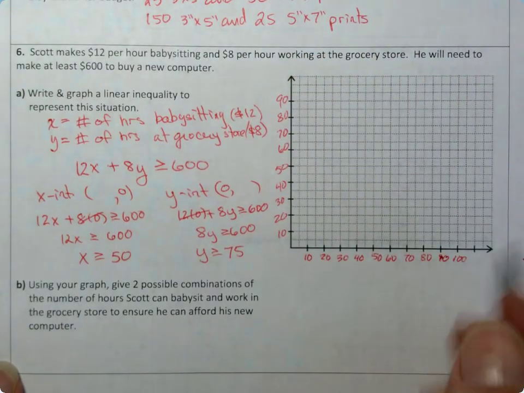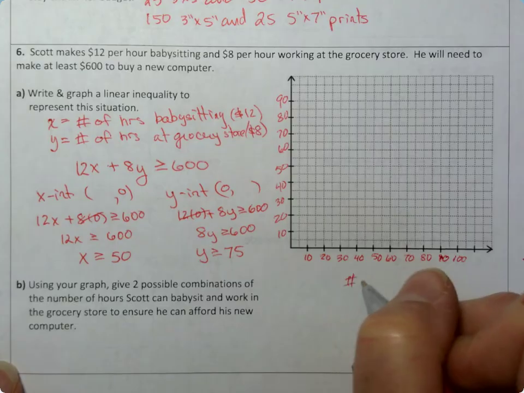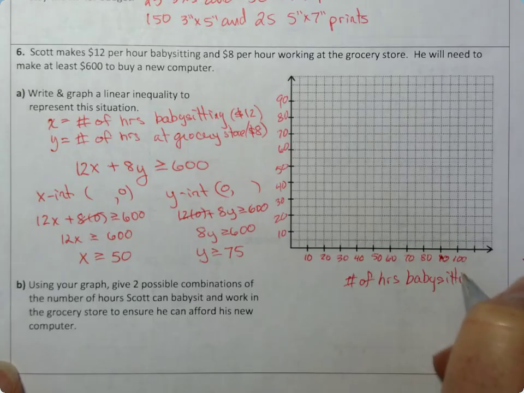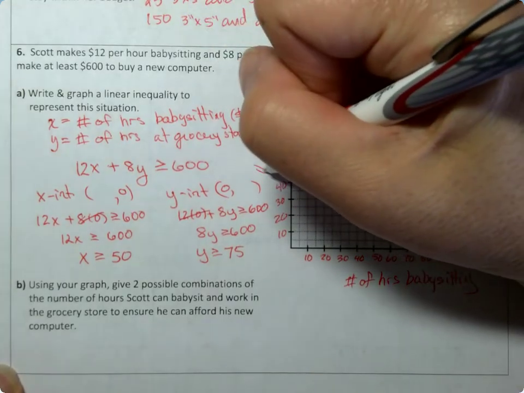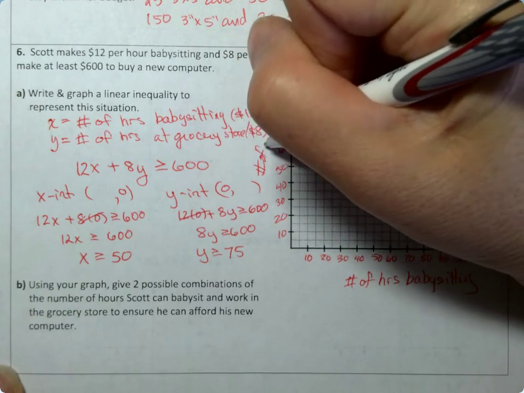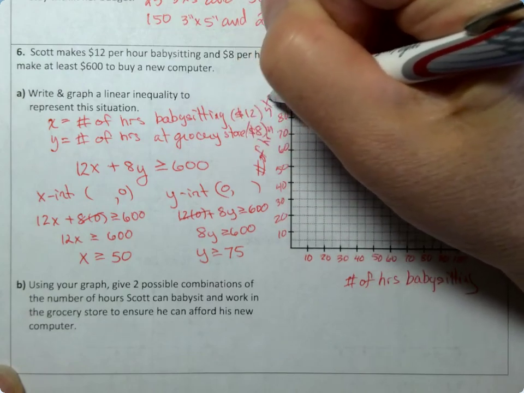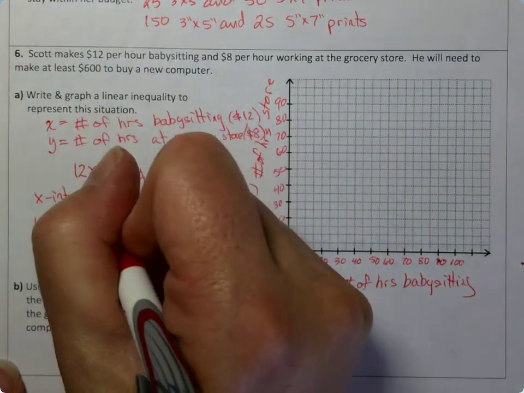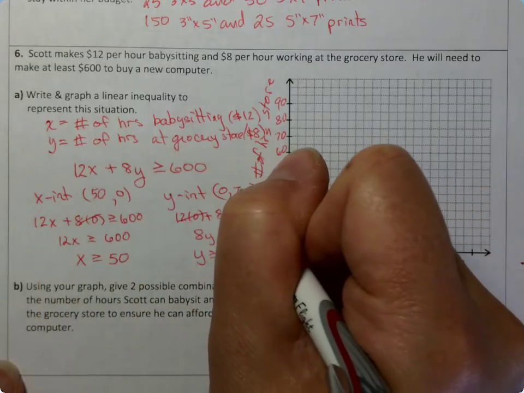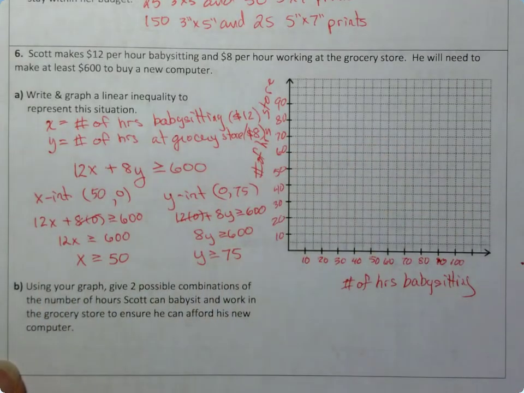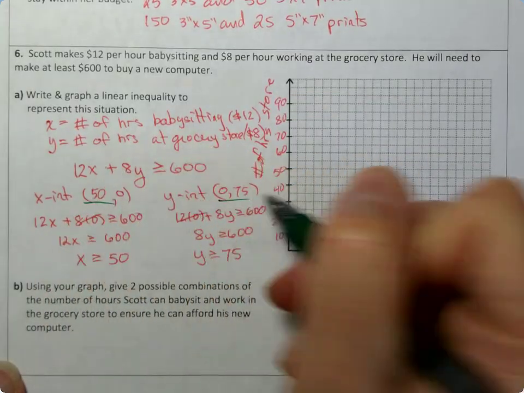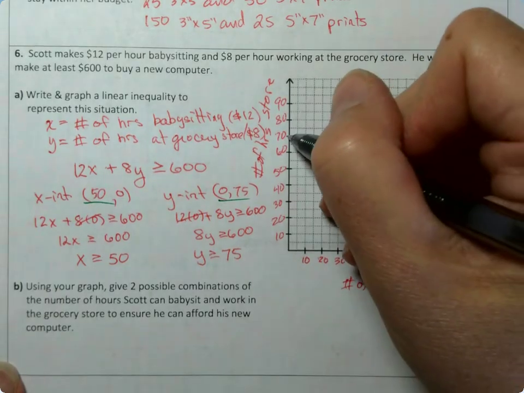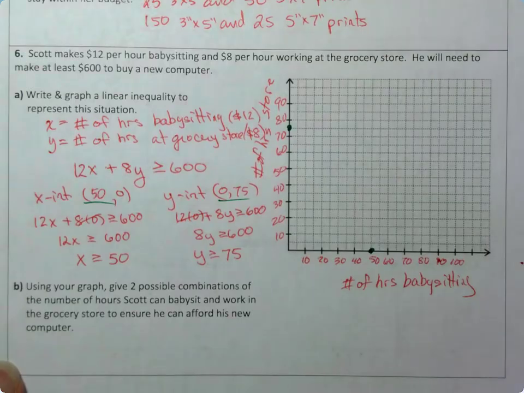Okay, label on the x-axis, this would be number of hours babysitting, and on the y-axis, number of hours. I'm just going to put store. I'm out of room, but that's still good. Okay, so graph your points. Remember, it was 50, 0, and 0, 75. So we're going to graph these points. Two points make a line. So 50, 0. And then we have to do 0, 75. And connect them.